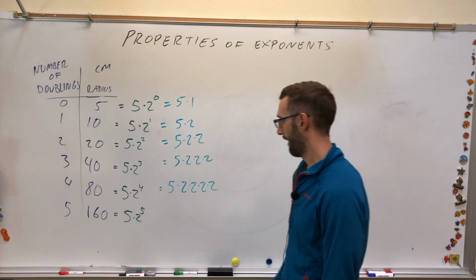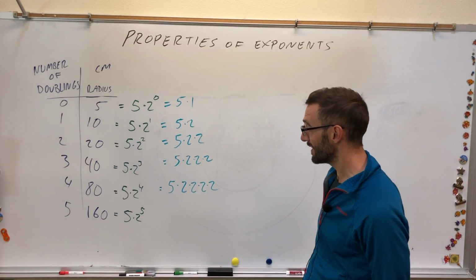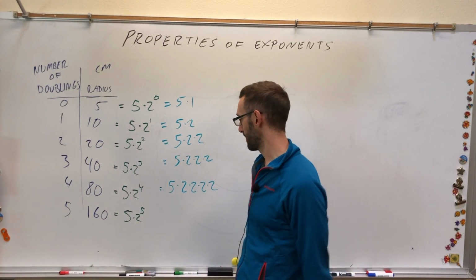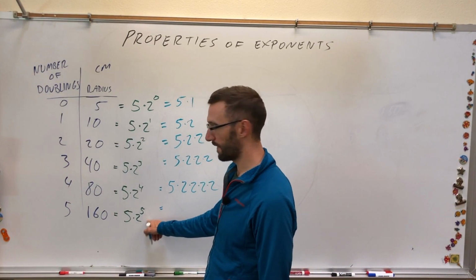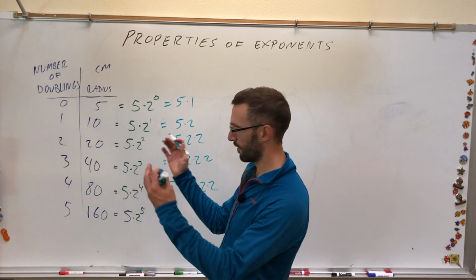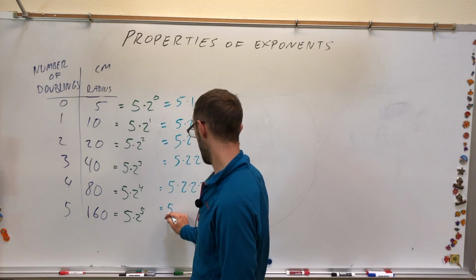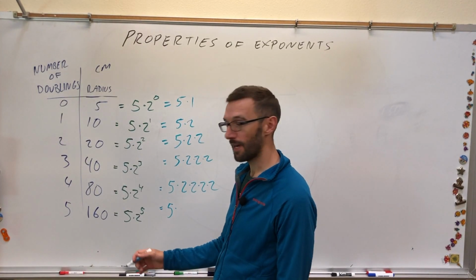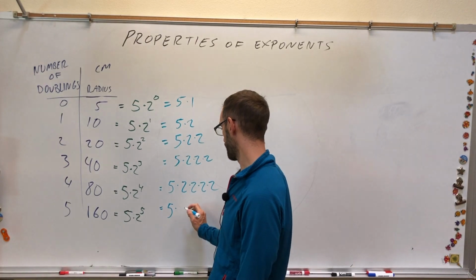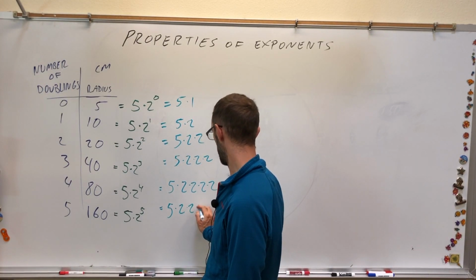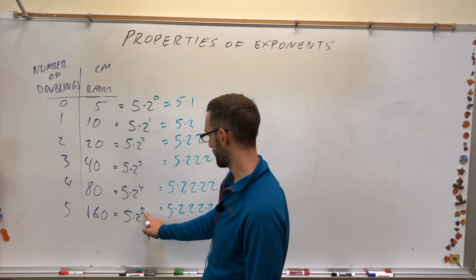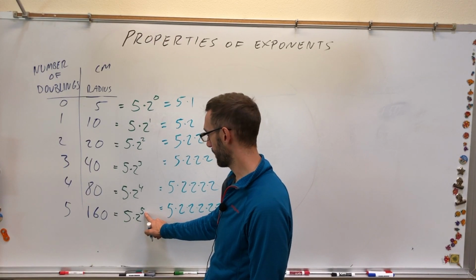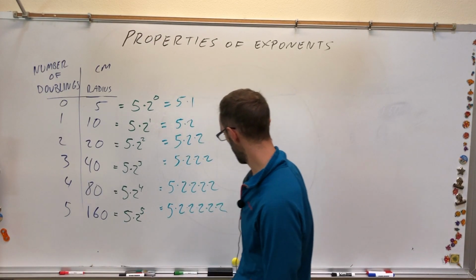Like so. And as you can see, this is one of the reasons why we use exponents, because by the time we get to the 5th, 6th, 7th, whatever larger number of doublings, it's going to get really cumbersome to write that many 2's. Because this means 5 2's multiplied together, and then times 5.